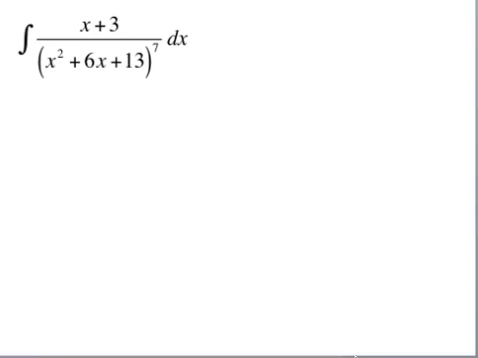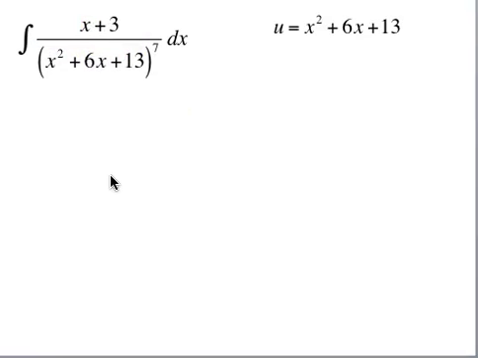Our next example is the integral of x plus 3 over x squared plus 6x plus 13 to the 7th power. And if you look at this denominator, x squared plus 6x plus 13 to the 7th power, what do we want u to be? Well, if we let it equal x squared plus 6x plus 13, you'll see its derivative, 2x plus 6, has some multiple upstairs. That's our strategy.